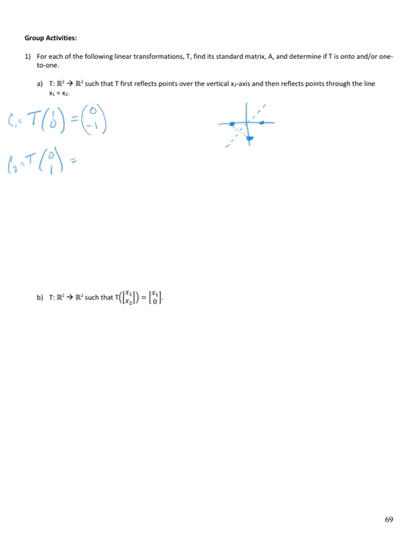Okay, T of (0, 1). (0, 1) is right here. And when I reflect over the vertical axis, it stays right where it is. And then you reflect over the line x1 equals x2, and it's going to land right here at (1, 0). So the standard matrix A is [0, -1; 1, 0]. If you RREF this, you are going to end up with [1, 0; 0, 1], which has a pivot in every row and a pivot in every column, which means that this is one-to-one and onto.